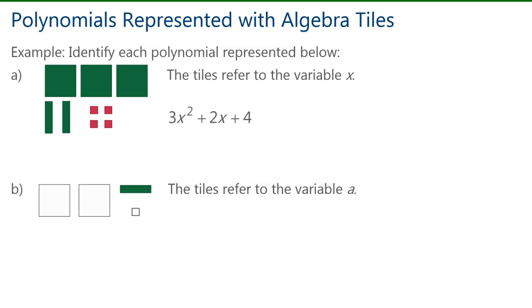Here's another example. The tiles here refer to the variable a. We have 2 large white squares, 1 green rectangle, and 1 smaller white square. This is negative 2a squared plus a subtract 1.